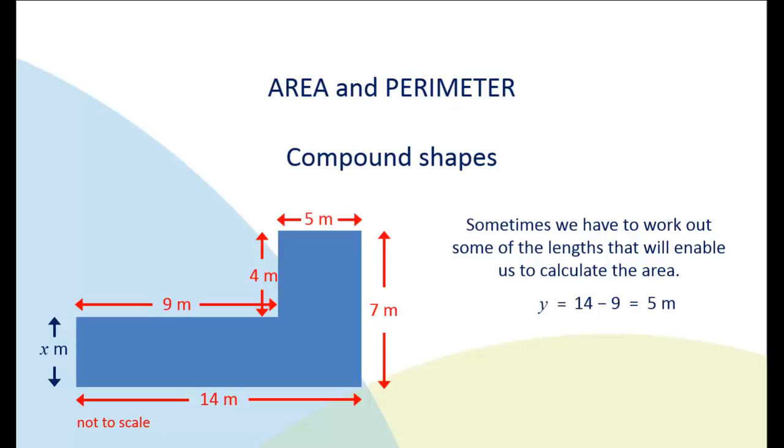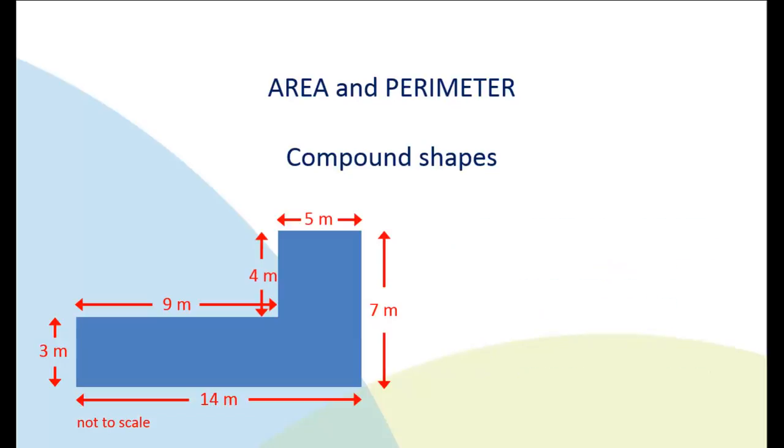Let's have a look at x. Right, so there's a 7 over there and a 4 there, so x must be 7 take away 4, which is 3 meters. And now we can work out the area of that shape because we know all the lengths. Okay, remember also they're not to scale, and they do this a lot in exams. They will try and mislead you by giving a confusing diagram which is drawn not to scale.